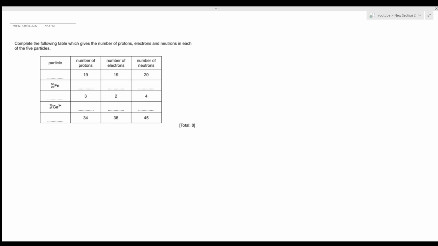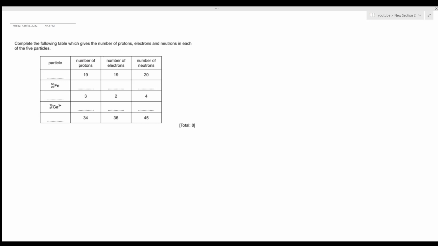Alright, so here is the question, past paper question. It's quite a nice one. It's 8 marks, but don't get too intimidated because it's actually lots of little questions. What you have to do is complete the following table, which gives the number of protons, electrons, and neutrons in each of these 5 particles. So we're given here the number of protons, number of electrons, number of neutrons.